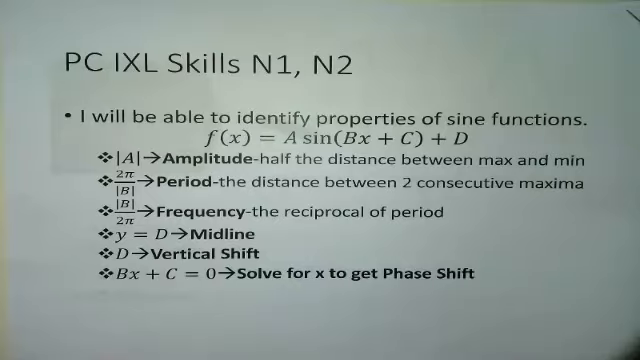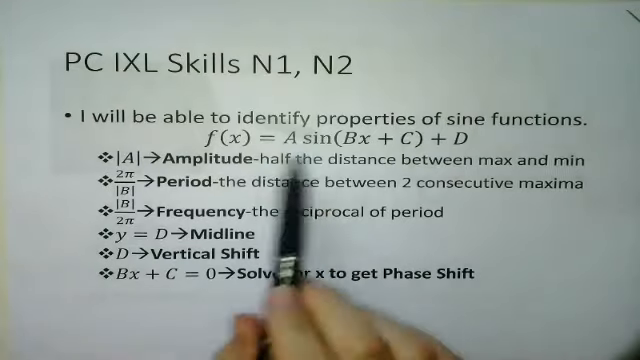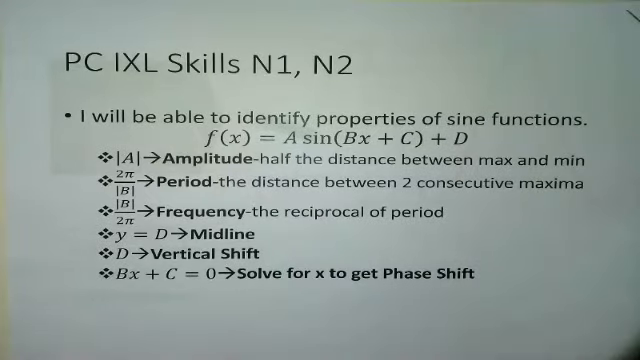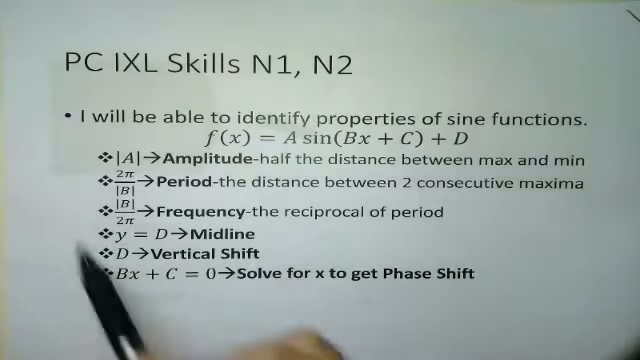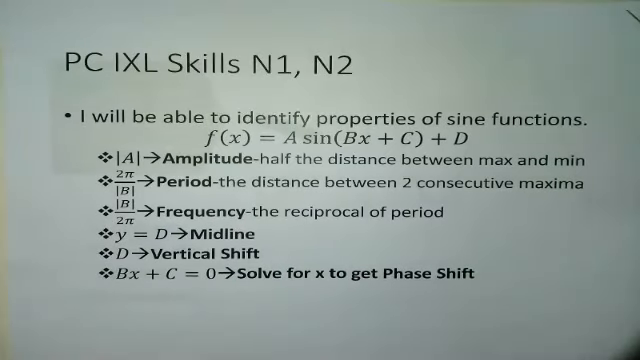Today we're looking at the skills N1 and N2, which have to do with sine curves, sinusoidal functions, specifically sine for these two. The nice thing is that the next skills, N6 and N7, are basically the same thing. It's just talking about cosine. So if you get the sine skills down really good, then the cosine is pretty much the same thing. All of these are good little formulas that you need to know, and all things that the IXL program is going to ask you for.